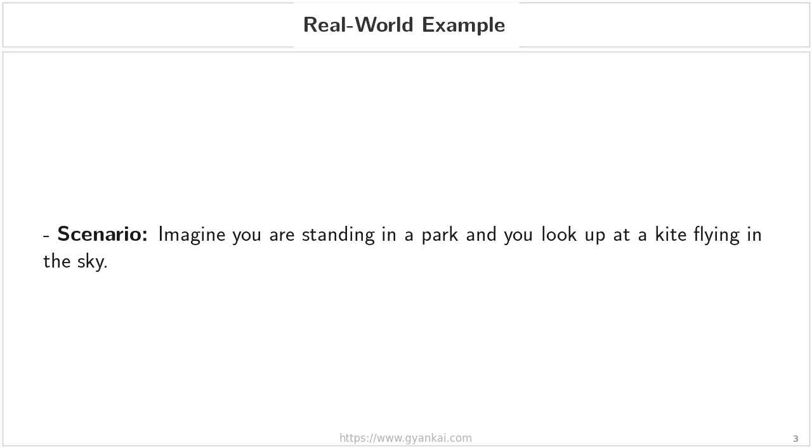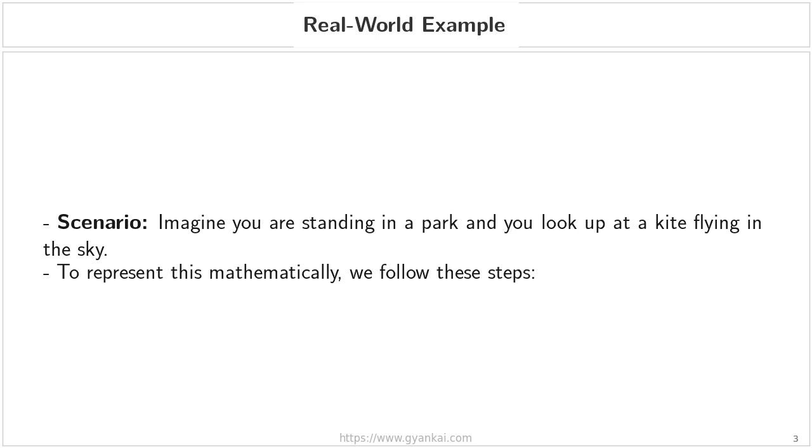Real-world example. Now that we have established the theoretical definition of the line of sight, let's move from the abstract concept to a concrete, real-world example to see how we actually apply this in a diagram. Imagine for a moment that you are standing in a park and you look up into the sky to watch a kite flying high above you. This is a perfect scenario to practice our mathematical modeling. To translate this physical scene into a geometric diagram, which is exactly what we will need to do for the more complex trigonometry problems we'll see later, we follow three simple steps.